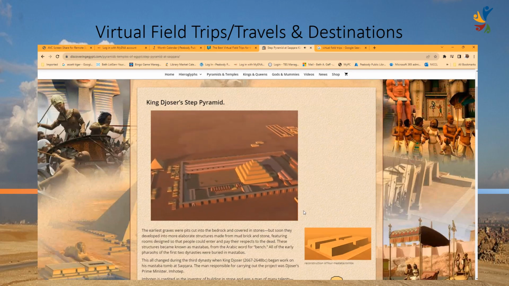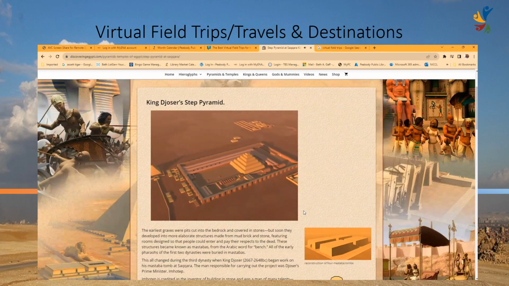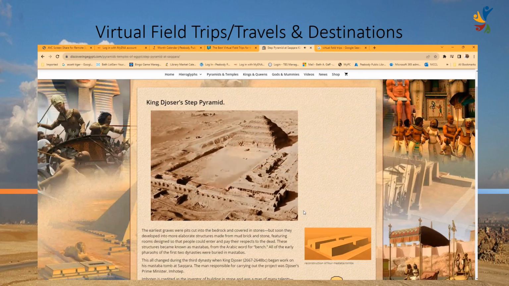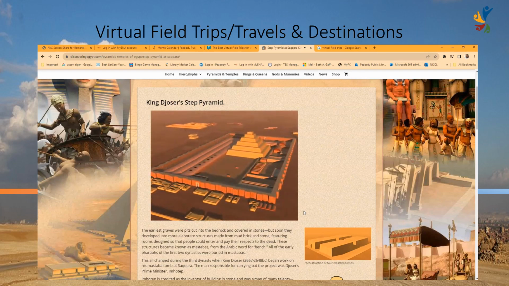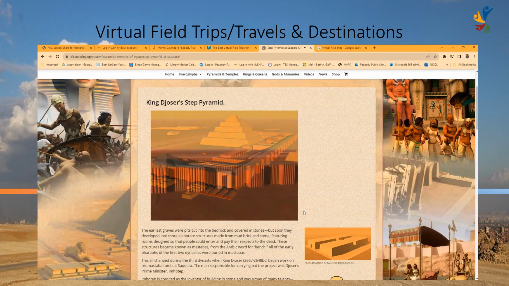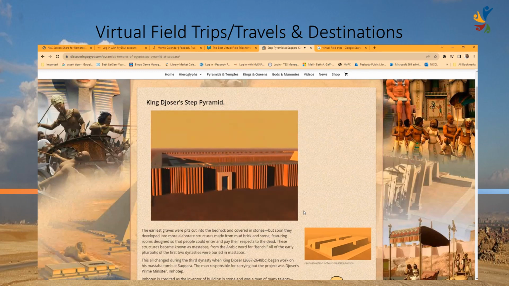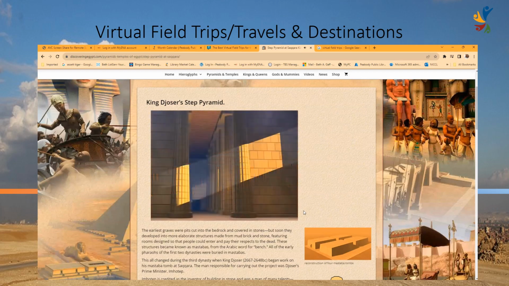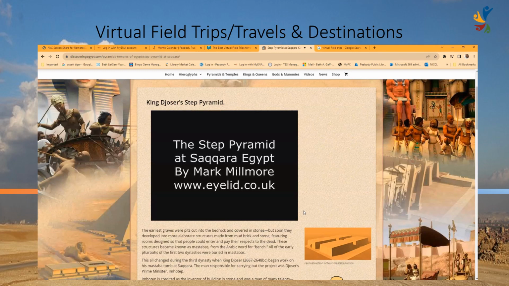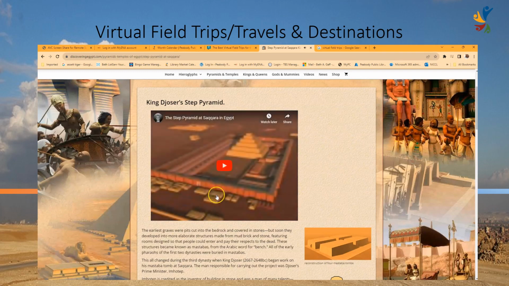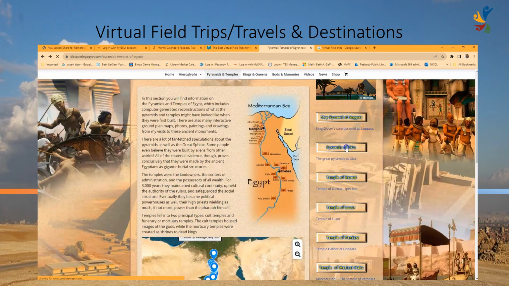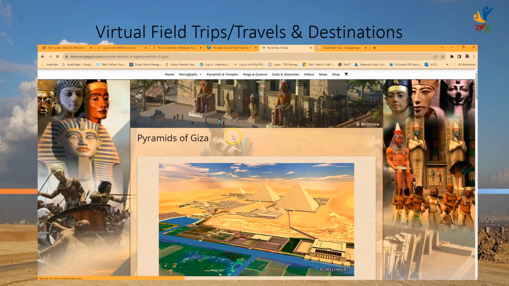So it looks like this is the layout of the pyramids. Okay, yeah, that's pretty neat. How it would have been. So let me go back. So this just shows you a little bit about each one of those pyramids.